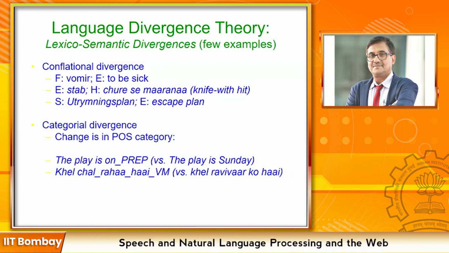If the sentence was the play is on Sunday, then it would have been translated to khel ravivar ko hoga. Now on is translated to ko. Ko is a postposition. On is a preposition. That we understood before, that prepositions become postposition from head initial to head final language. The play is on, khel chal raha hai. Here you have part of speech tag divergence. So there are many more divergences, but let me take question answer now.